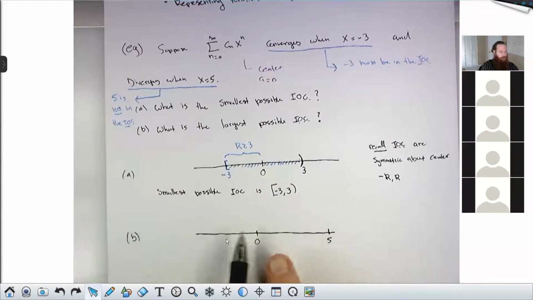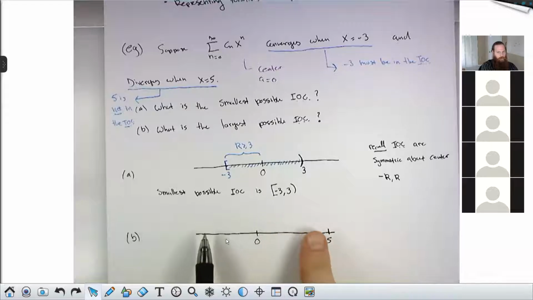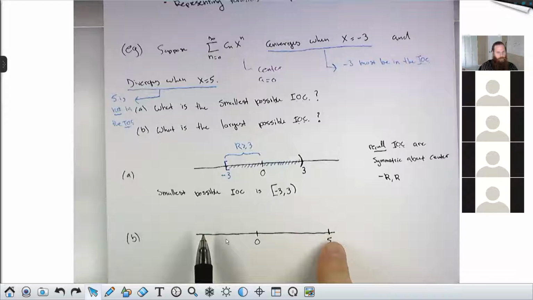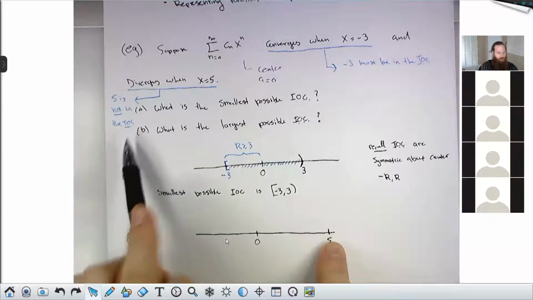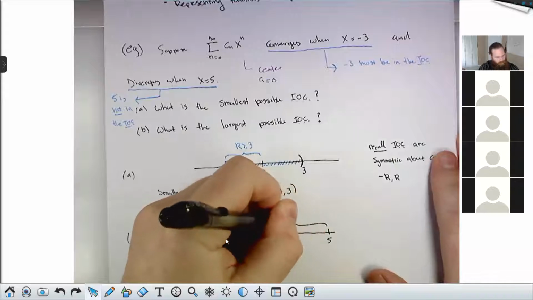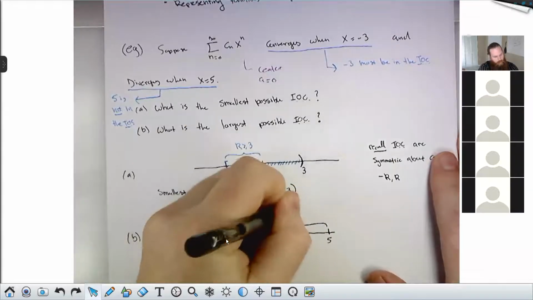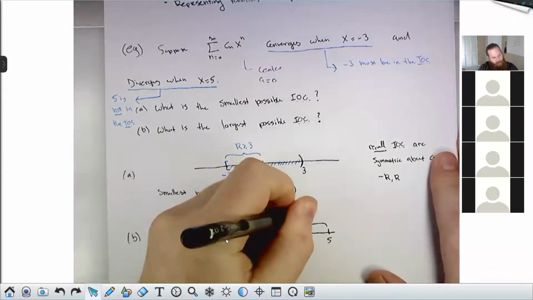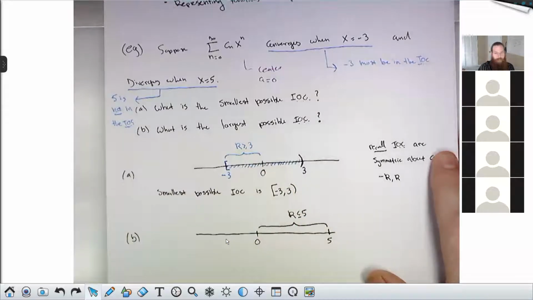So if you're trying to grow the largest possible IOC, starting at 0, growing out symmetrically, what's the biggest possible I could get to? Well, I have to stop here. If I go past this, then 5 would be in the IOC, but I know that it's not. So I learn here that R has to be less than or equal to 5. Can't be bigger than 5, because if R was bigger than 5, then 5 would be included in my IOC.